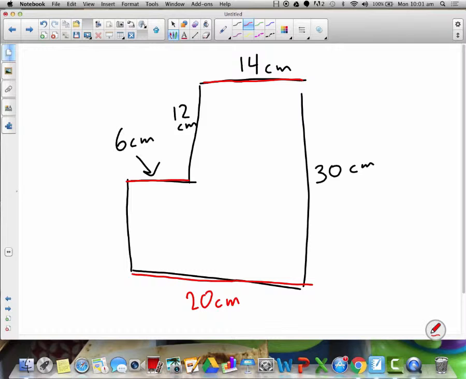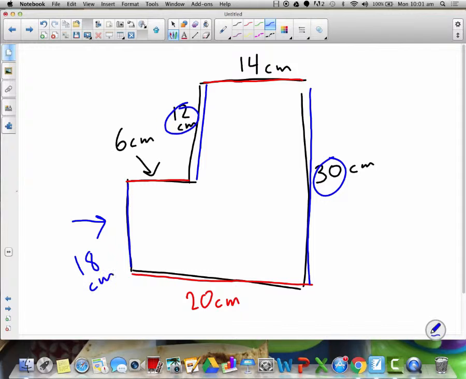We're also going to need this one. How are we going to find out the blue measurement? What are we going to do, Ethan? That's it. We know that that's 30, and we know that that's 12, right? So this must be whatever 30 take away 12 is. And what is it, by the way? It's 18 centimetres. Good. We've found the missing lengths.